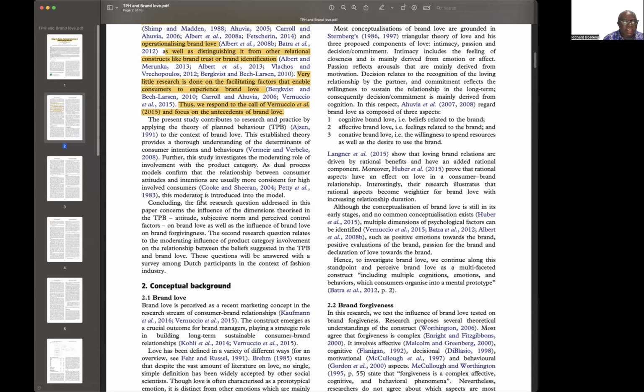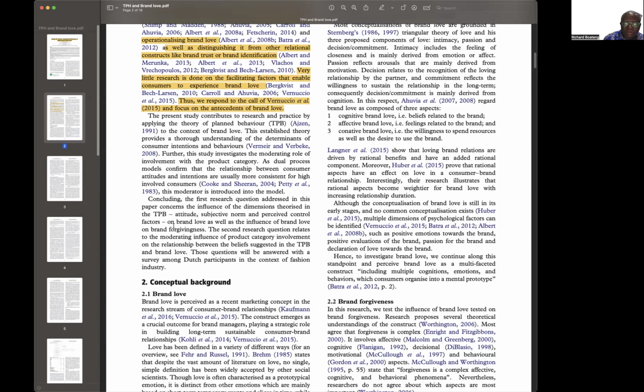The theory says that attitude, subjective norm, and perceived behavioral control tend to predict people's behavior. So this person who is doing the theory of planned behavior is going to use these three things to do his work. And then he has other variables such as brand love, which is the outcome, the behavior you want to expect. But before that behavior can occur, he talks about brand forgiveness.